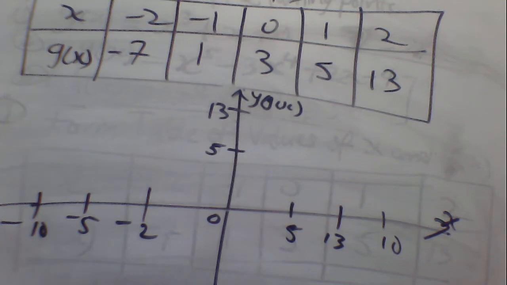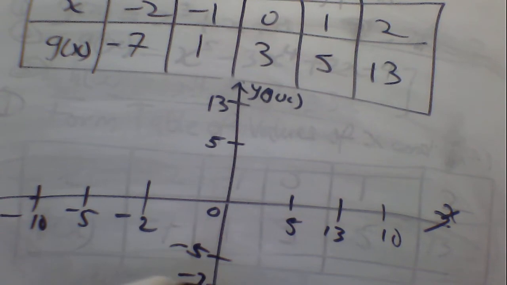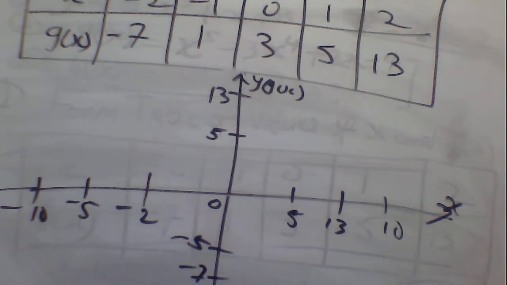When x is minus 2, y is what? Minus 7. Here is 5, here is minus 5, minus 7, and so on, and minus 8. So when x is minus 2, y is minus 7, so you can track it here. They will meet here. This is where they meet.